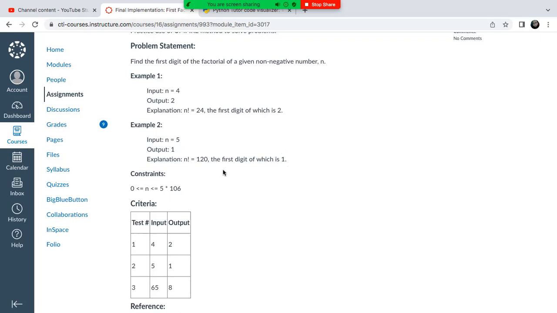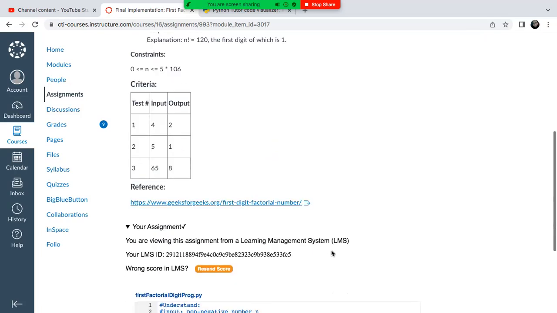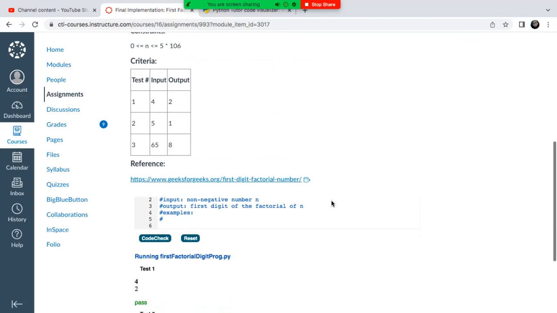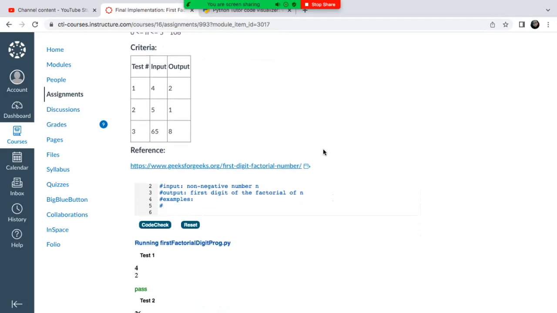And then similarly in example 2, if n equals 5, the output is 1. Why is that? Because 5 times 4 times 3 times 2 times 1 is 120, and the first digit of 120 is 1, so the output is 1. So we have those examples.